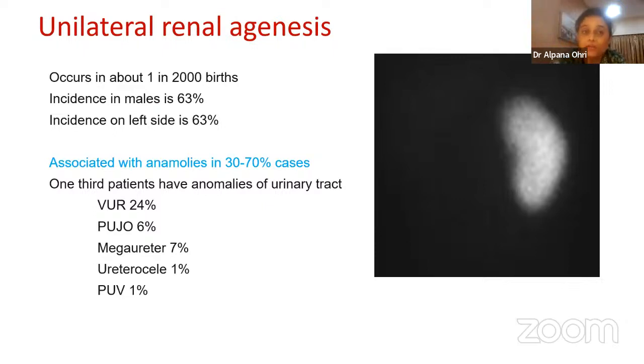Going on to unilateral renal agenesis, it is fairly common, occurring in 1 in 2000, slightly more common in males, slightly more common on the left side, and it is very often associated with malformations of other organs. 30 to 70% of cases have these associations. So there may be anomalies of the urinary tract, which may be VUR, which is the most common associated anomaly, or megaureter, PUJ obstruction, ureterocele, and even PUV.